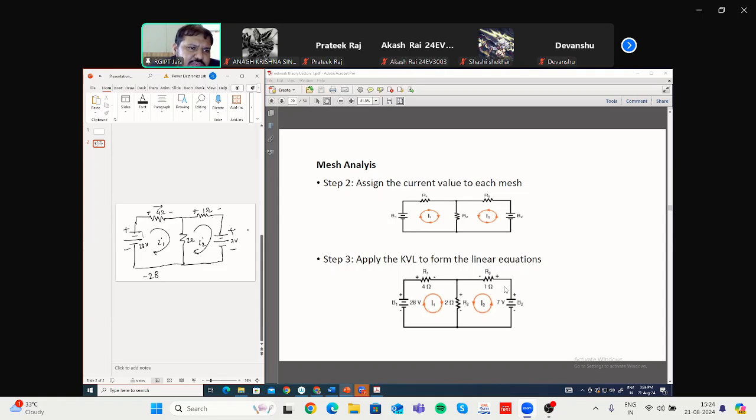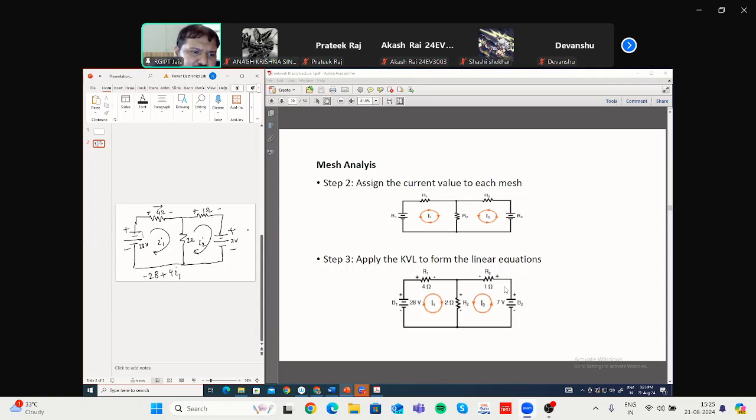Then, if you move in clockwise direction, you are encountering the positive sign first. So it will be plus 4, but we need voltage. 4 is the resistance value. You need voltage. So Ohm's law, V equal to IR. That means how much current is flowing? 4 multiplied by I1. So resistance multiplied by the current that is flowing, 4I1 will be the voltage drop across this 4 ohm resistance.